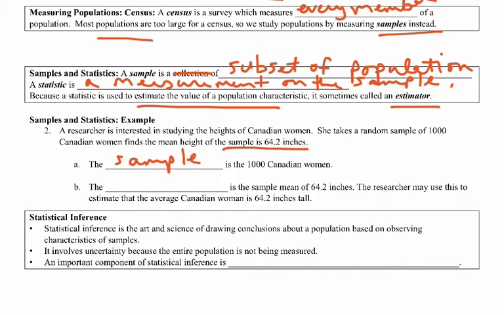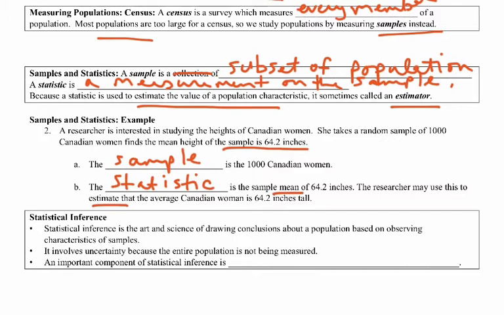The mean that she calculated for her sample of 64.2 inches, what would that be called? That would be called the statistic. Since it's a measurement that was taken from the sample, it's a statistic. The researcher may then use this to estimate that the average Canadian woman is 64.2 inches tall.